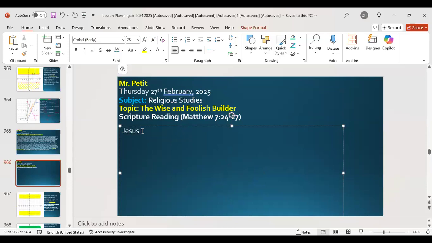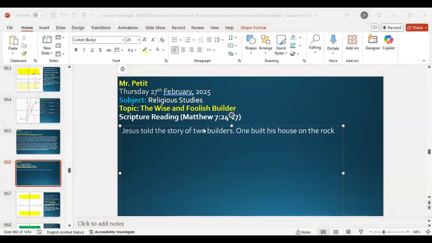Write this down for me, please. Jesus told the story of two builders. One built his house on the rock, whereas the other built his house on the sand.